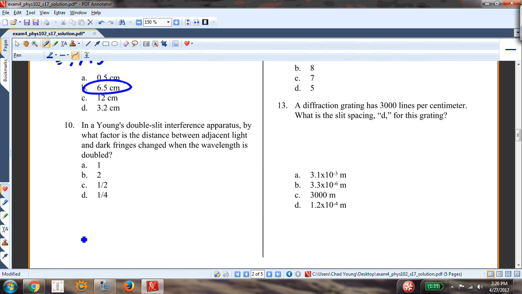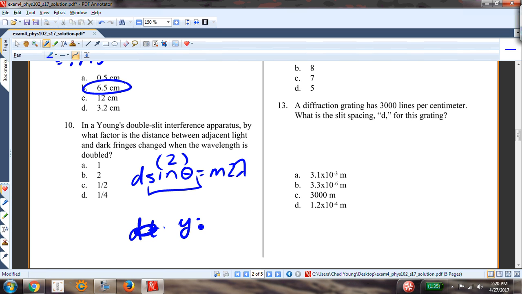In Young's double slit apparatus, what factors the distance between the adjacent light and dark fringes when the wavelength is doubled? So d sine theta equals m lambda. If I double this, I double this, and that sine theta term, and then y equals L tan theta. If sine theta is doubled, this is also doubled, so the distance between the light and dark fringes is also doubled. So B is the right answer for number 10.